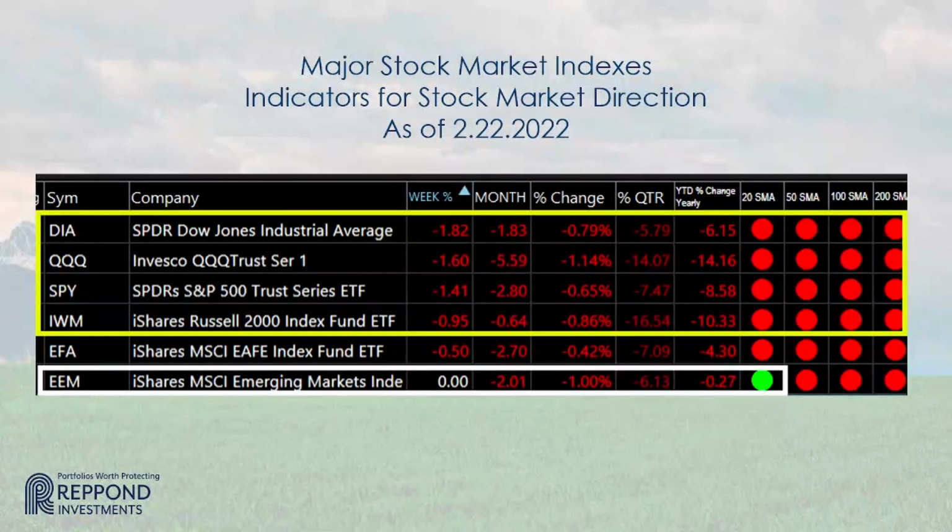Those indexes, relative to their moving averages, are all in negative territory. They're all below their moving averages. This is for the daily chart, by the way: the 20-day moving average, the 50, the 100, and the 200-day moving average, they're all below those averages. That is definitely negative, and it is an indicator from all perspectives, using the moving averages as a point of reference, that they are all moving in a downward direction.